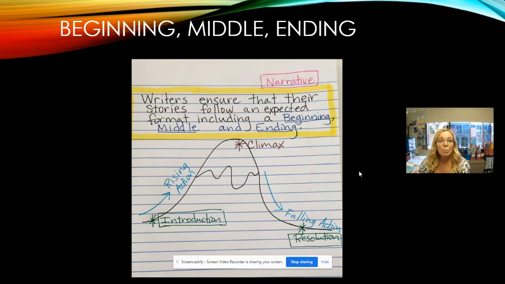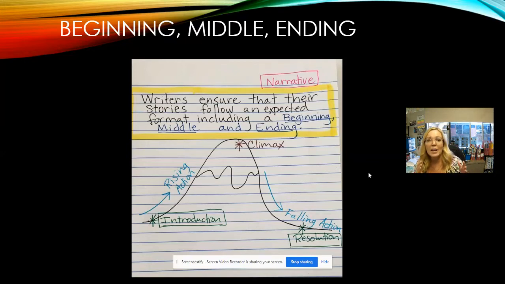So we've had a couple mini lessons, and what we started with was they wrote their name in cursive and then made it into a monster or monster art, and we're supposed to create a narrative story around that. So a narrative being storytelling. One of our first mini lessons was your story needs to have a beginning, a middle, and an ending. And writers ensure that their stories follow an expected format by including a beginning, middle, ending.